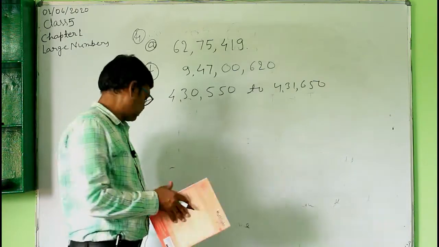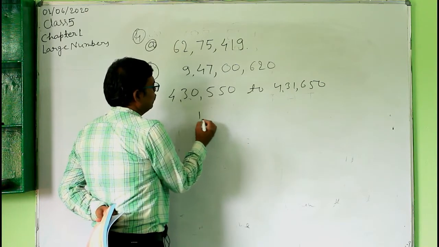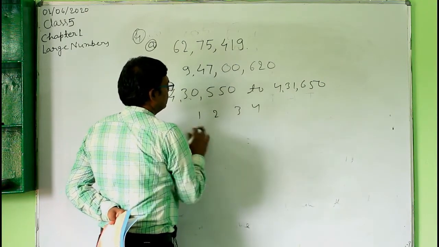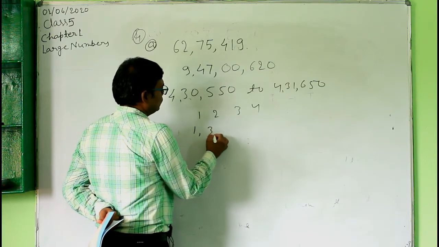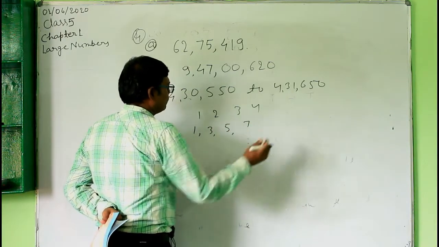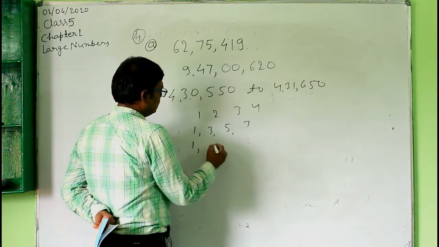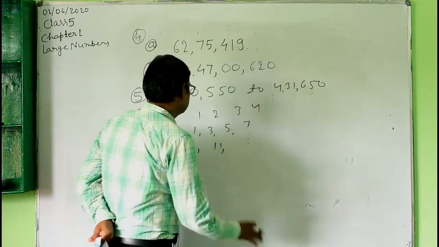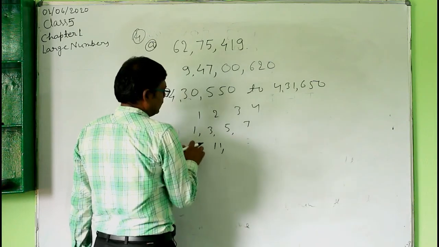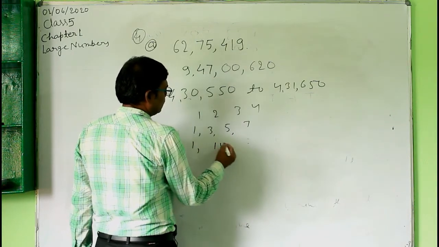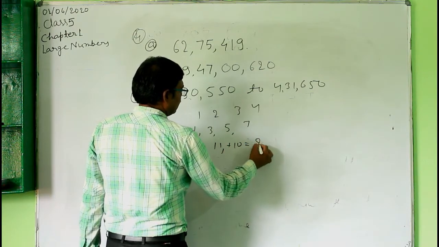Count by 100 means, like suppose you count 1, then 2, then 3, then 4. This is counting by 1. And what is counting by 2? 1, 3, 5, 7. This is counting by 2. And if you count by 10, it would be 1, then 1 plus 10, that is 11, and so on. Counting by 10 means we will add 10 to 1, that is 11, then 11 plus 10, the next one will be 21, and so on.